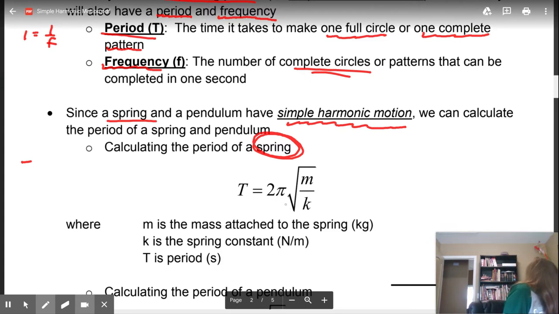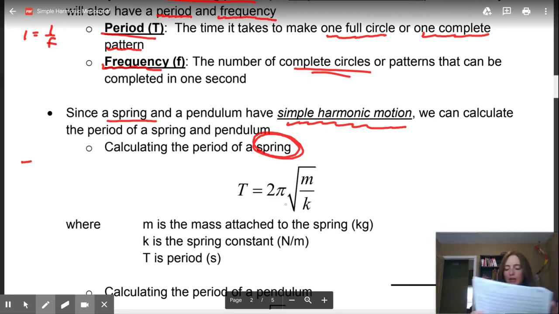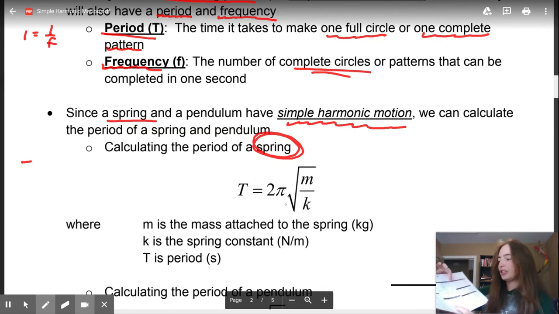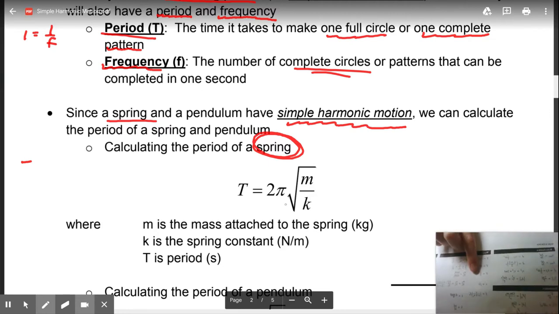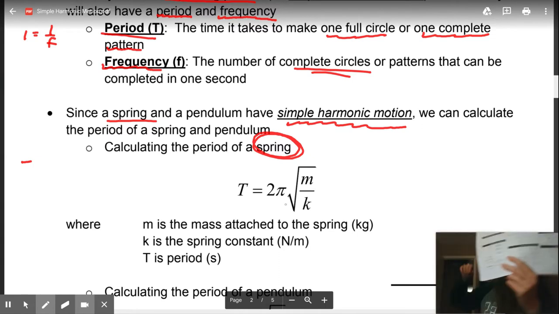Now on your data sheet, you will find these equations right here. You see where you have the waves section of your data sheet. You have your two equations here, and you also have your period and frequency equation there. So these are the three equations that we're going to be using today.